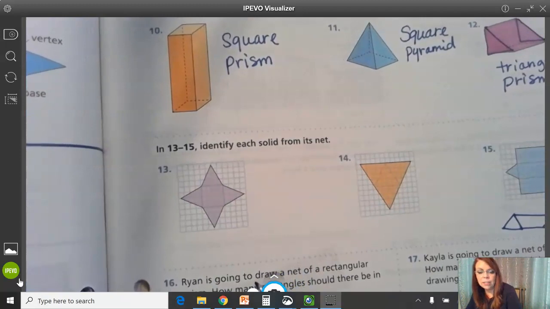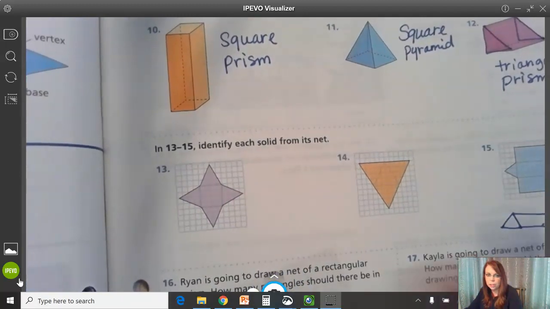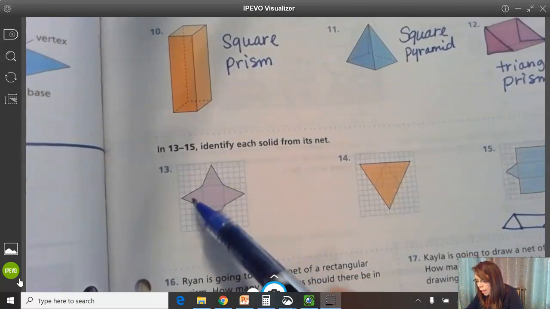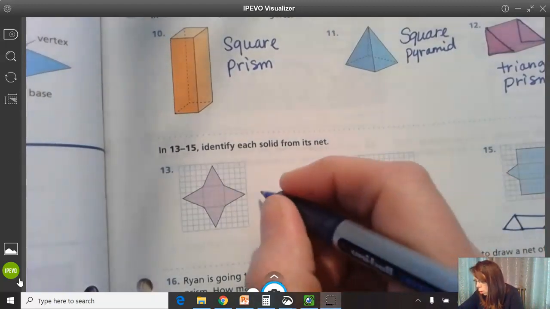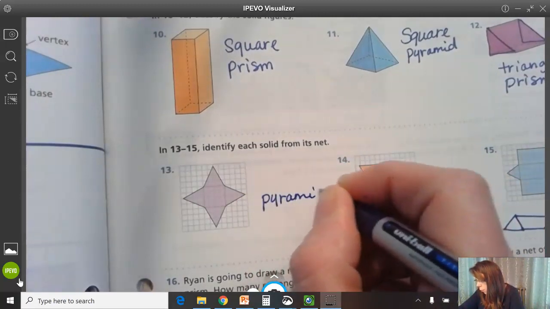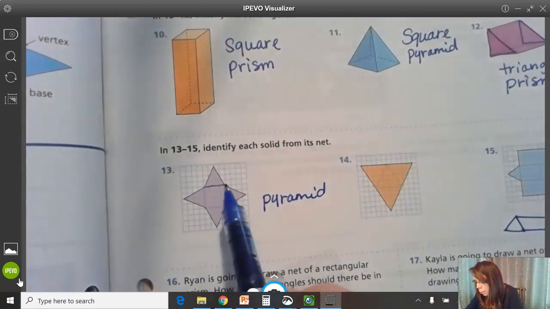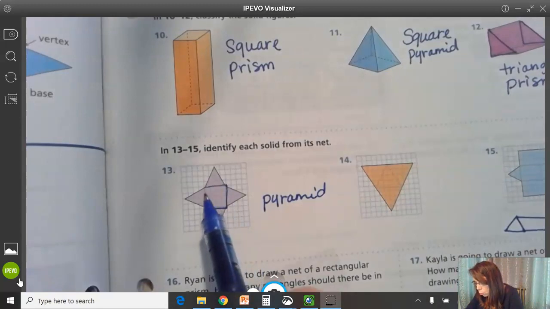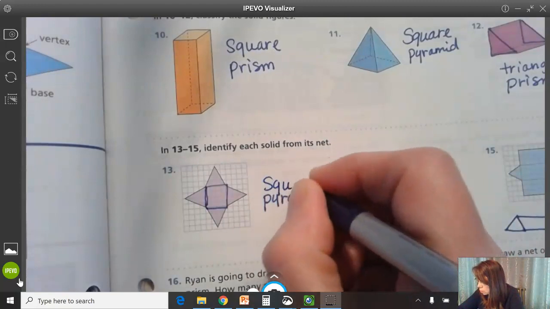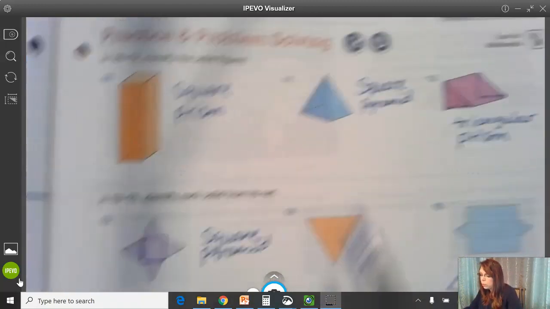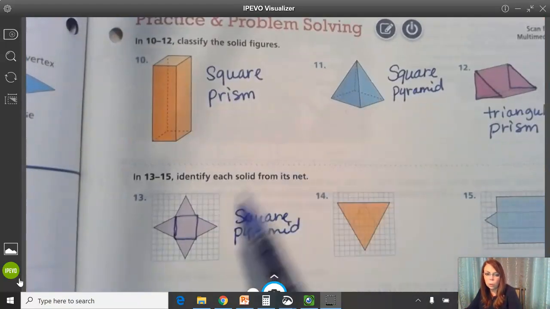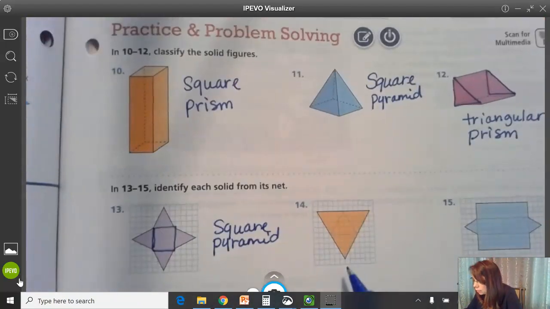All right, let's move on to number 13. Identify each solid from its net. So you didn't have to draw it out. It just wants you to identify what it is. And in this one, we see that the sides are triangles. So it is a pyramid. And the one shape that there's only one or two of, that would be your base, and it is a square. So this is a square pyramid, which is essentially what this is up here, number 11. So when you unfold number 11, it looks like 13.